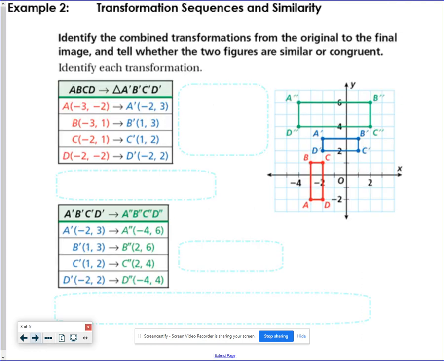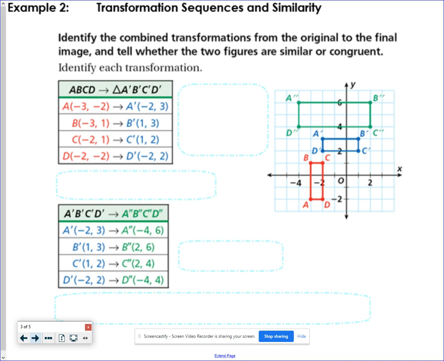This one, clearly the rectangles are not all the same size, which means I can tell right now that I've got a similarity going on. We're going to have a dilation. And again, we're going from A to A prime first, the red to the blue. And if you look at the ordered pairs, some people are better at looking at the ordered pairs and thinking about the rules, and some people are better at looking at the graphs.